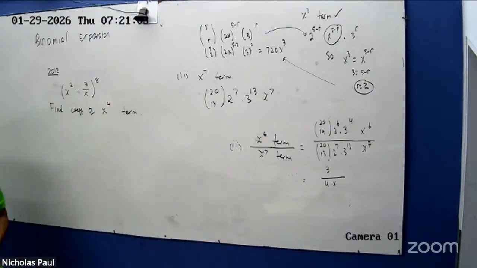Right, next week we're going to take a look at what happens when n is a fraction or a negative value. This formula does not work anymore. This formula doesn't follow the rules.